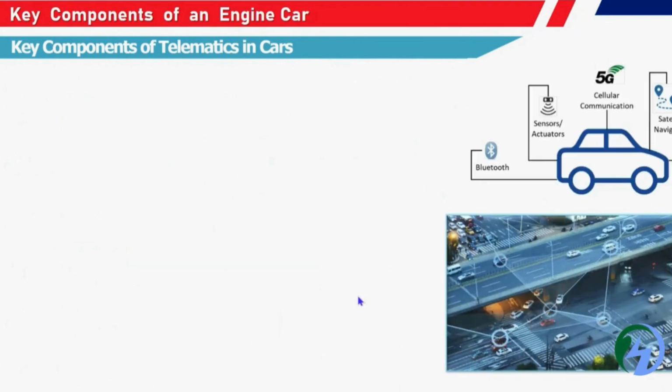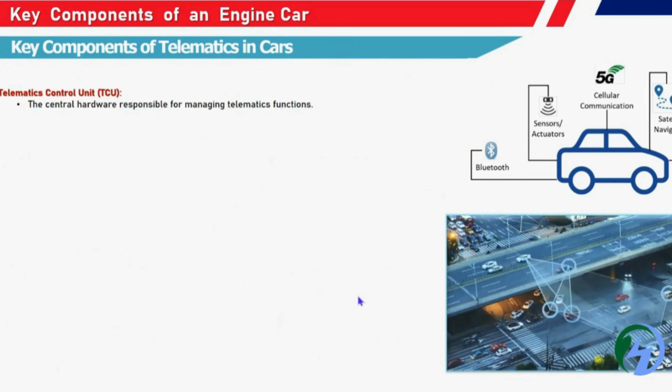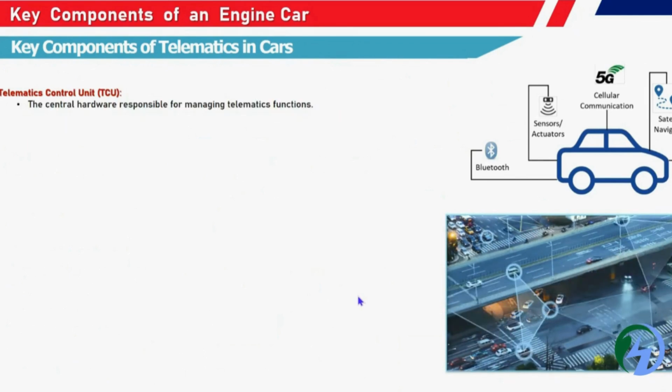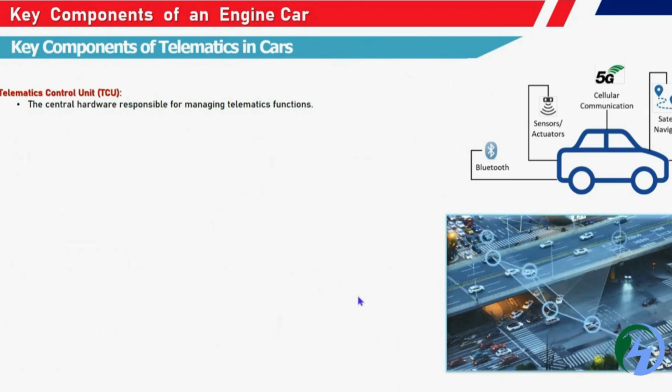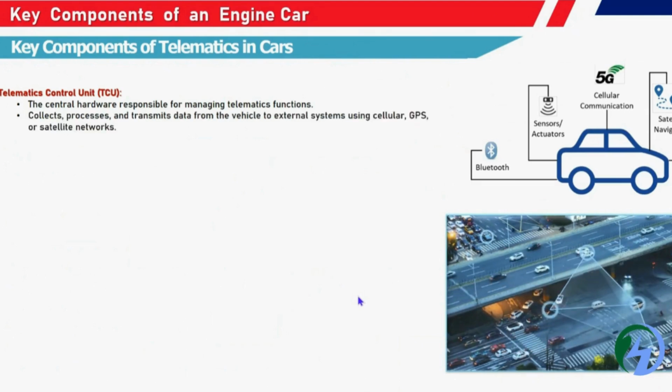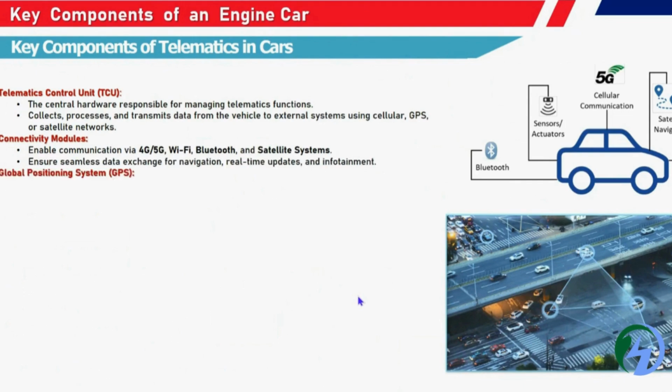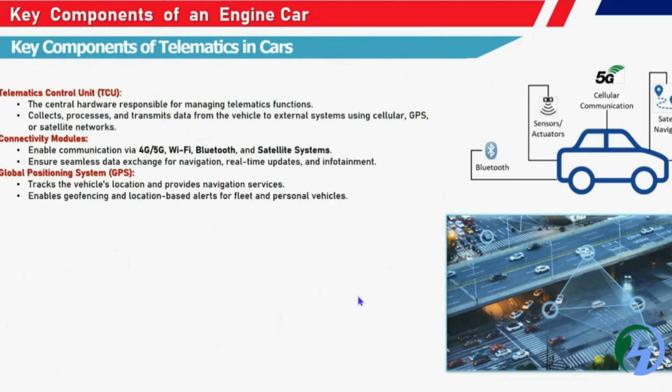So here, what are the telematics components in the ECU? We can say the telematics control ECU, the central hardware responsible for managing the telematics functionality. It will collect all the data from the vehicle and send the information, where we are able to track GPS and satellite navigation, and connect modules like 4G, 5G, or Bluetooth. Satellite systems can track the vehicle, and GPS, the global positioning system, tracks the vehicle location and provides navigation services.